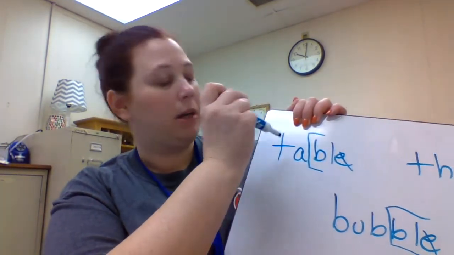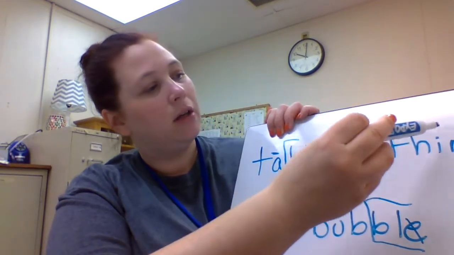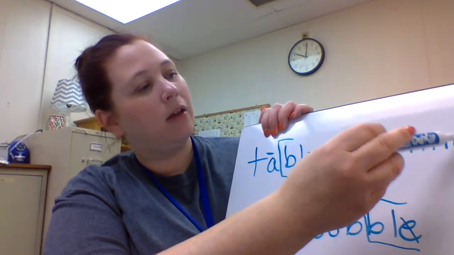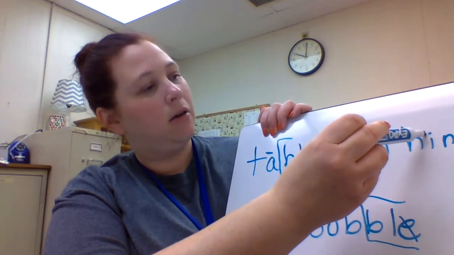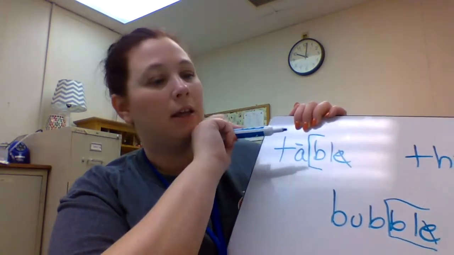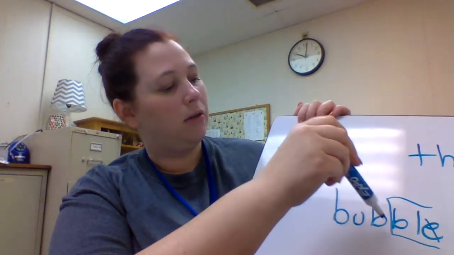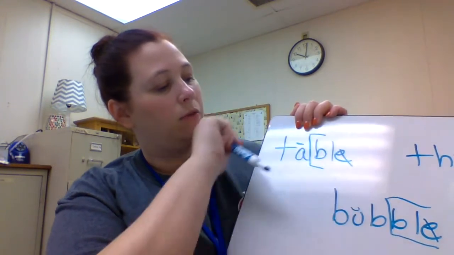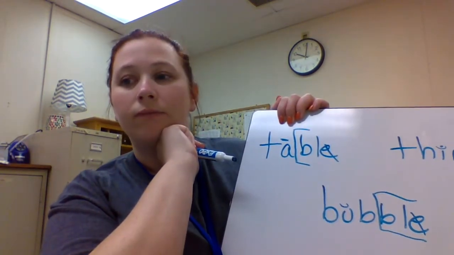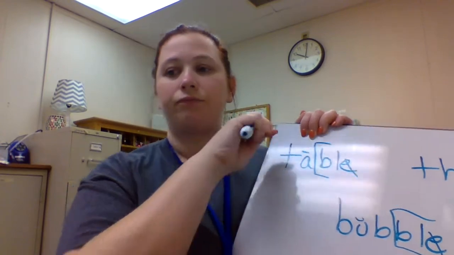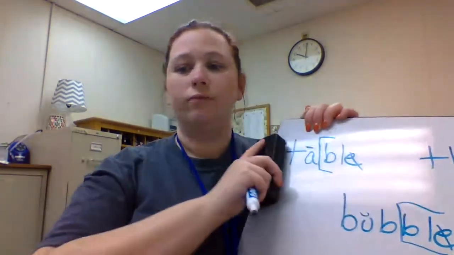All right, and then we would just code them. So here it's an open A, so it would be the macron. Here it has an M after it, so it's vowel consonant, so that would be a breve to make the short I sound. And then here again we have the consonant before it, so we're going to put a breve there. All right. Good job.